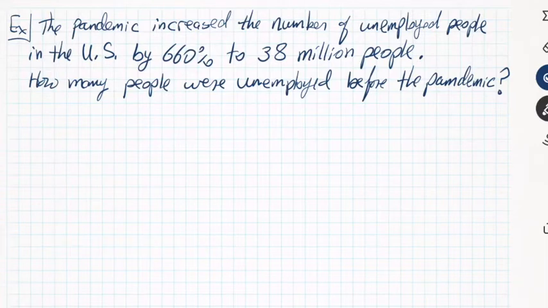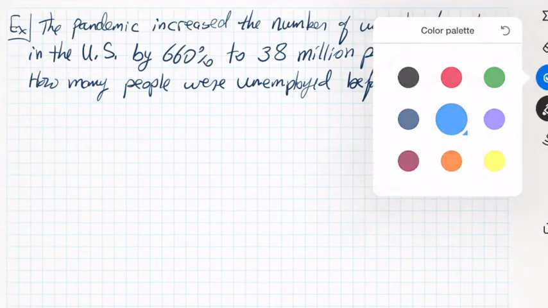Let's look at this example and see what happens. Here I have the pandemic increased the number of unemployed people in the United States by 660% to 38 million people. How many people were unemployed before the pandemic? So sometimes articles will tell you things like this, that it increased by 660%, and it tells you what the answer is going to be, but it doesn't tell you where it starts from. I wish they would give you all the pieces, but oh well. So let's see what we can do with this one.